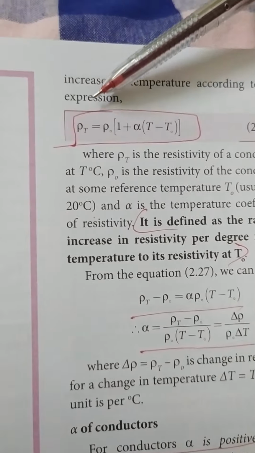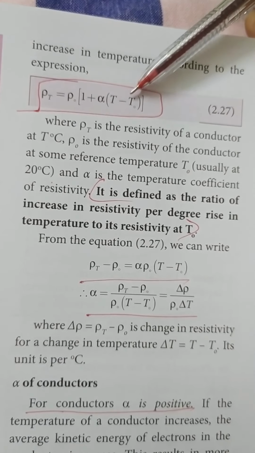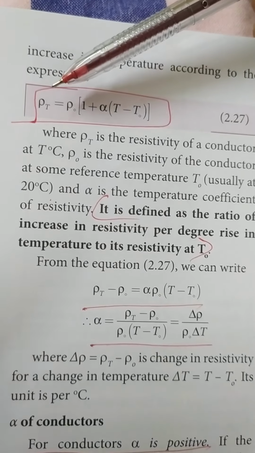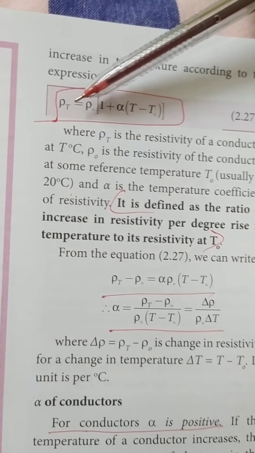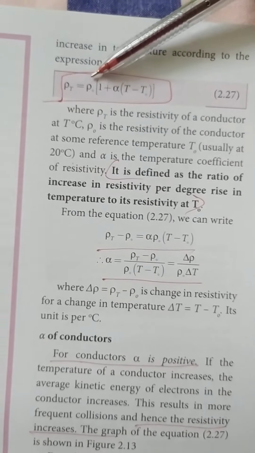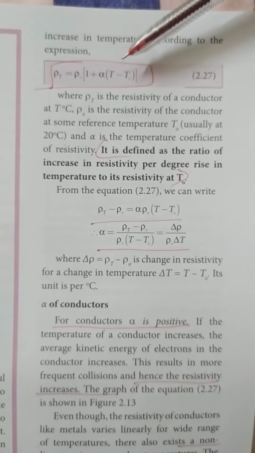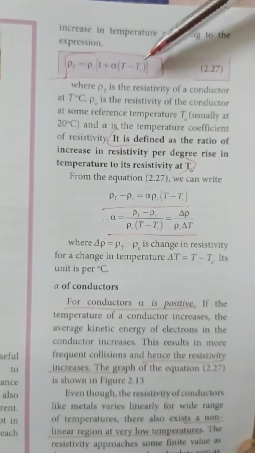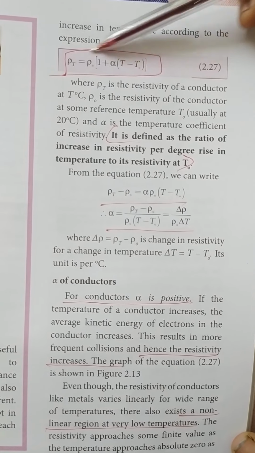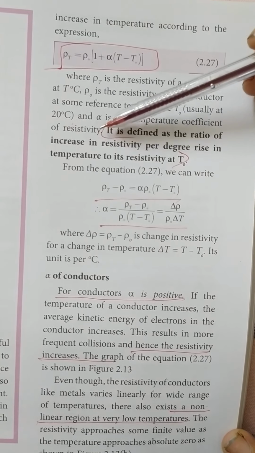And usually the formula is ρT = ρ0 [1 + α(T − T0)]. Here rho is the symbol for resistivity. And ρT means resistivity at temperature T, and ρ0 is that specific resistance at any particular temperature, and alpha is the temperature coefficient of resistance, and T is any temperature, and T0 is the specific temperature or reference temperature. So from this you can define what is temperature coefficient of resistivity.